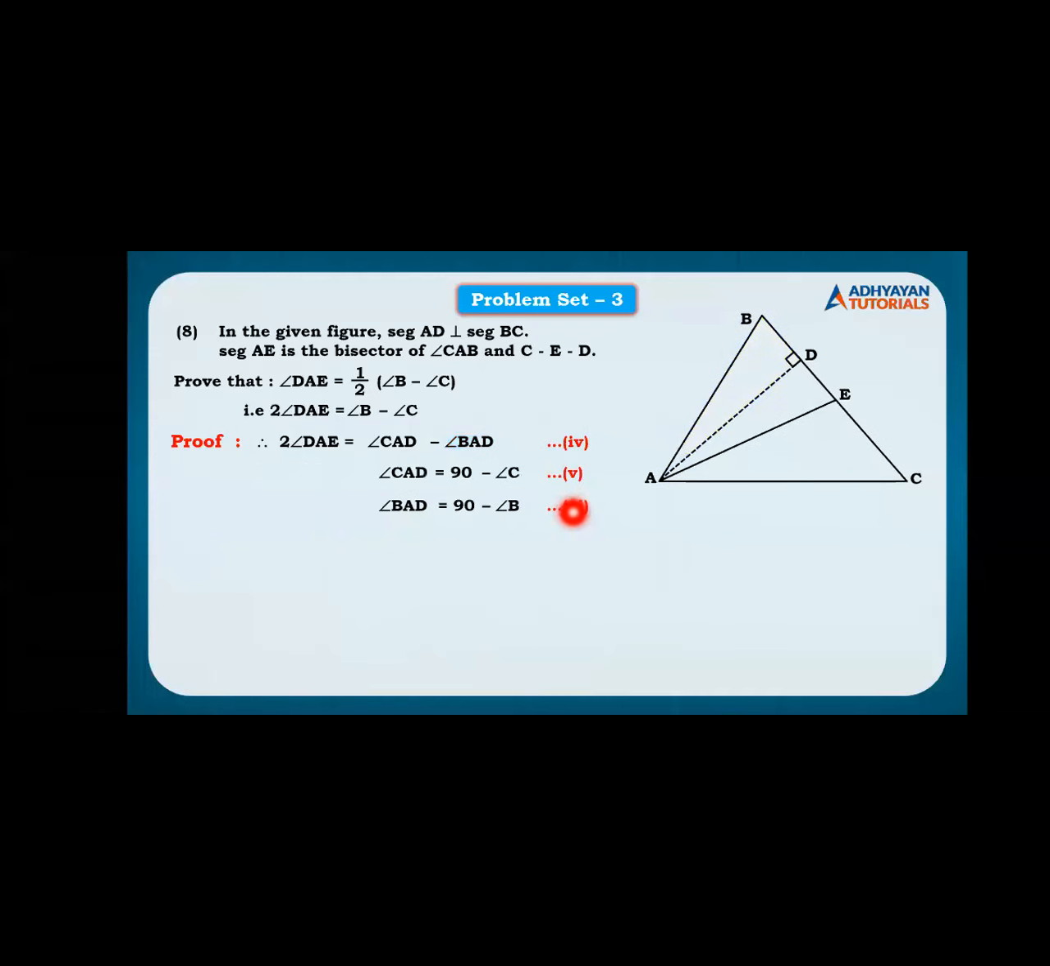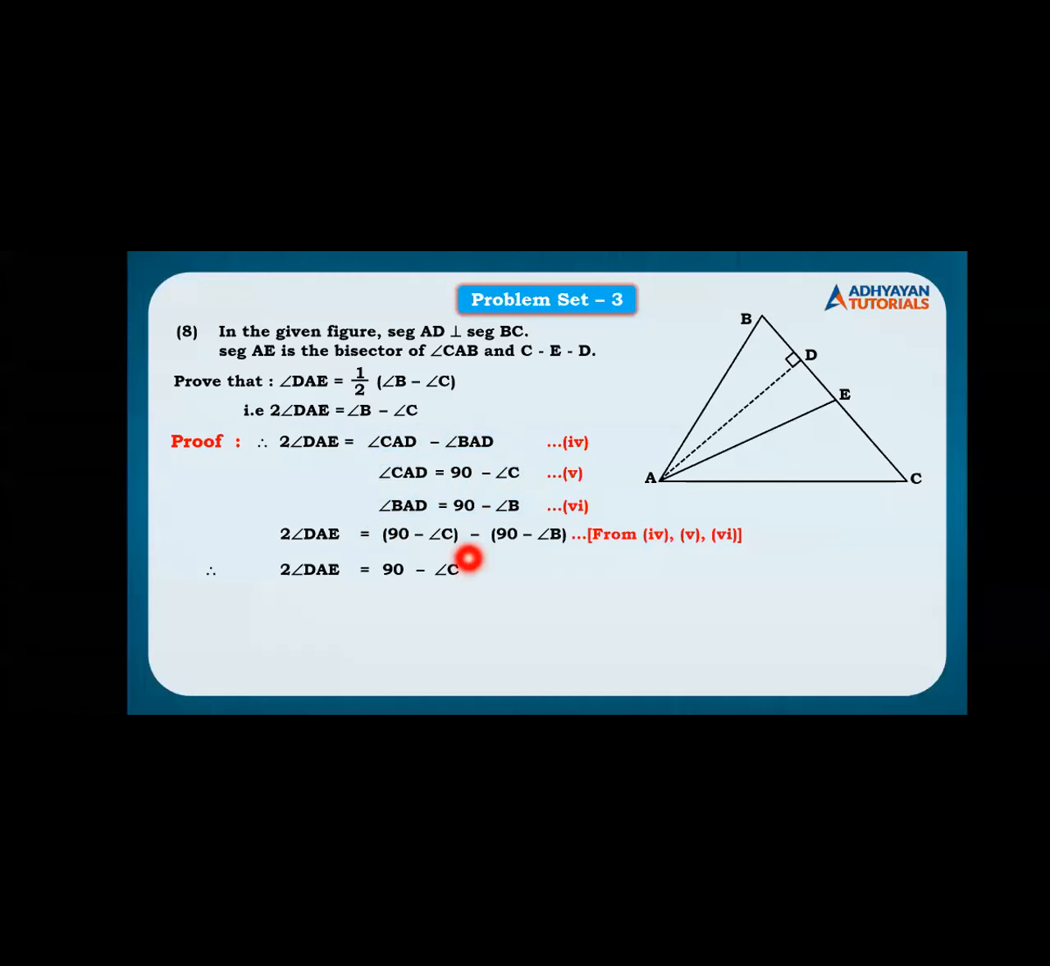So instead of angle CAD, we will write 90 minus C, meaning 90 minus C will come here. So I'll just copy that, 90 minus C. Now this minus sign right here, I've just written it here as well. Instead of BAD, we will write in brackets 90 minus angle B. Here outside the bracket there is a positive sign, nothing, meaning we can open it directly.